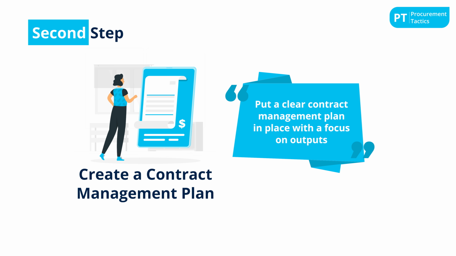Here are the steps in the pre-award phase. Identifying your needs. The first thing you need to do is understand what you need. If you don't know what your company wants, you could end up wasting time and money. Remember that your procurement activities should always be aligned with the broader business objectives of the company you're working for. Create a contract management plan. A well-defined process and a clear contract management plan with a focus on outputs are necessary and should be in place before the contract is signed.